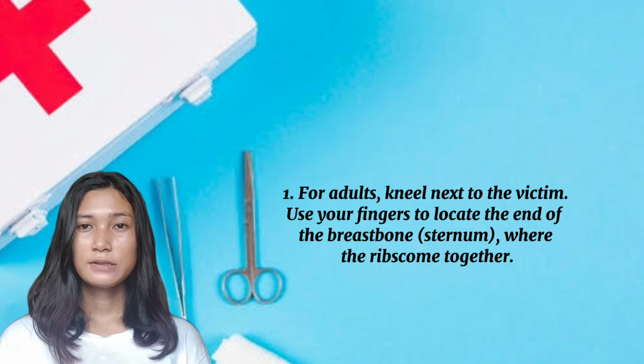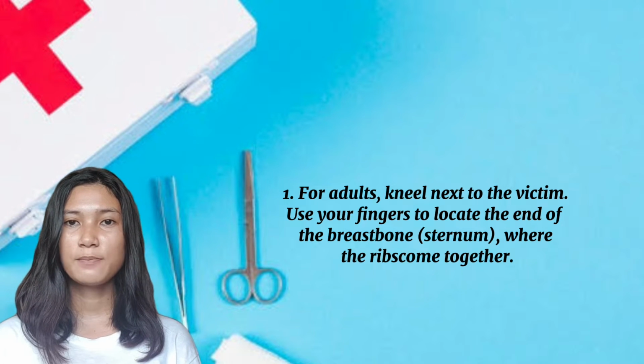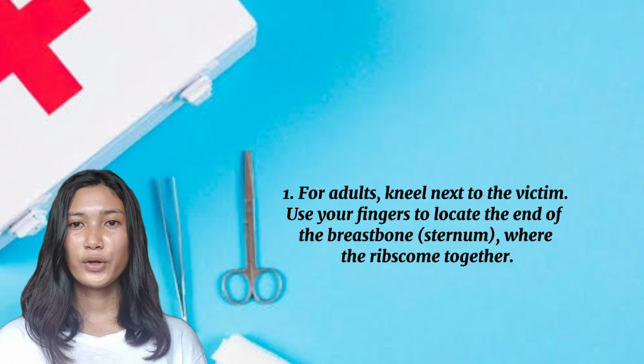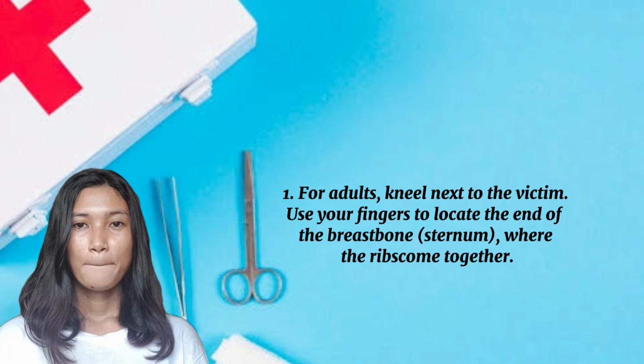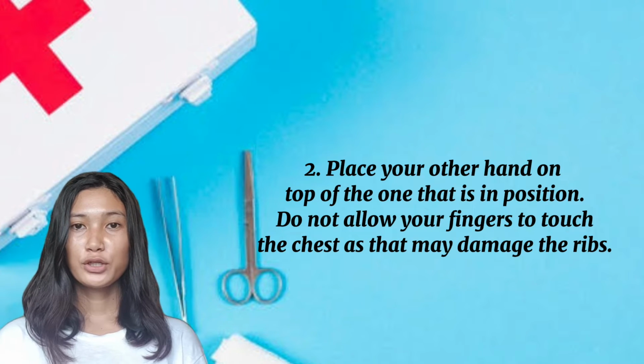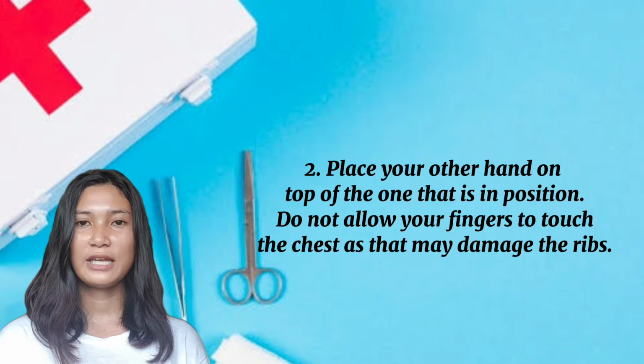1. For adults, kneel next to the victim. Use your fingers to locate the end of the breastbone or sternum, where the ribs come together. Place 2 fingers at the tip of the breastbone. Place the heel of one hand directly above your fingers. Number 2. Place your other hand on top of the one that is in position.